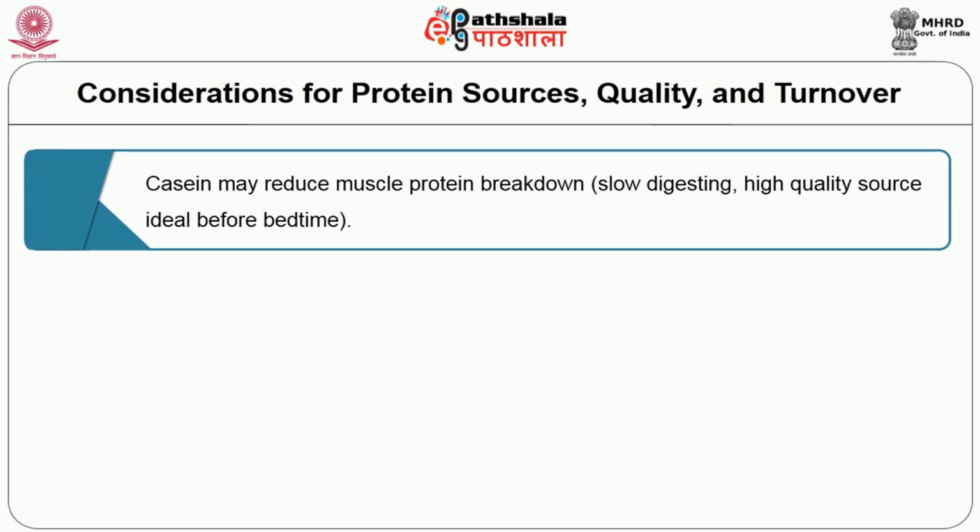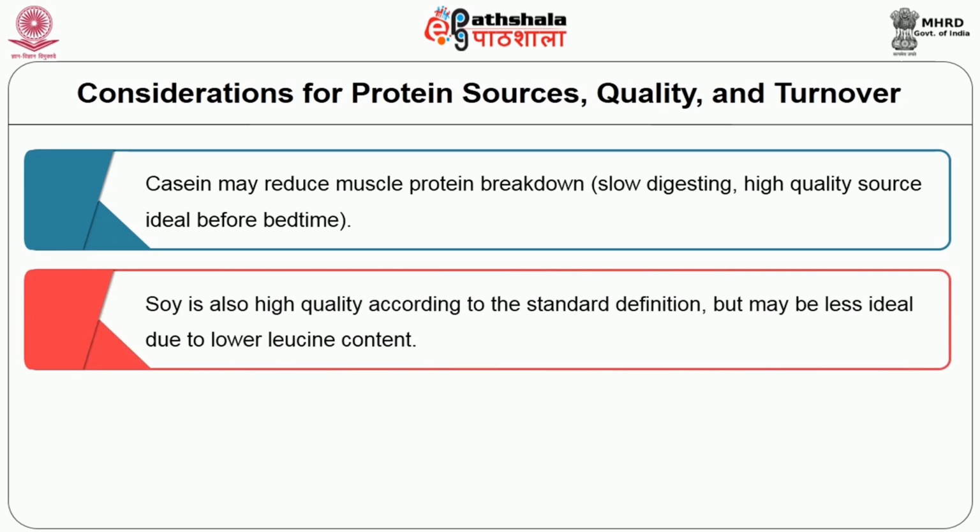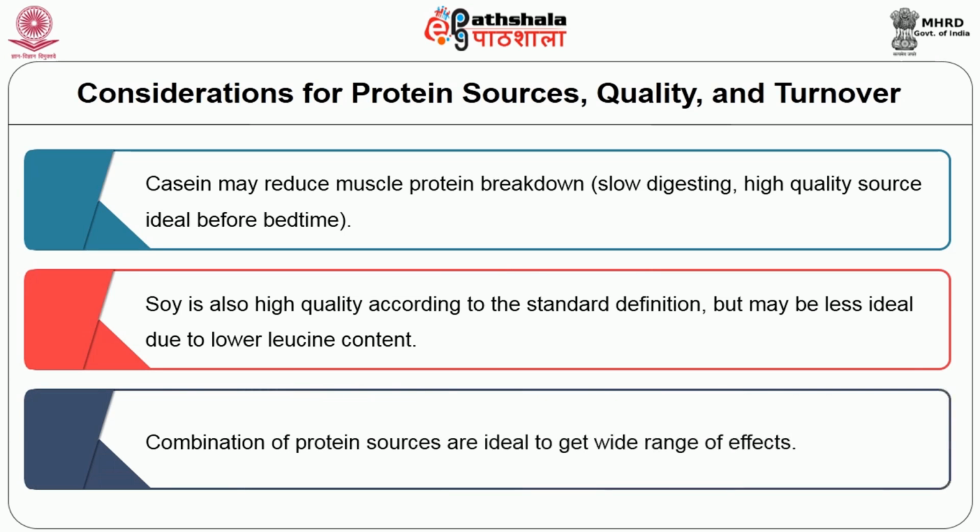See, these are all the qualities, particularly between casein and whey, when people have looked at the quality of the proteins. Soybean is also high quality according to the standard definition, but may be less ideal due to lower leucine content. When you talk about protein, the balance, particularly of the amino acids, should ideally be in a proper combination. Though soybean is a very high quality protein, if you compare it with casein or whey protein, its leucine content is lower. A combination of protein sources is ideal to get a wide range of effects.